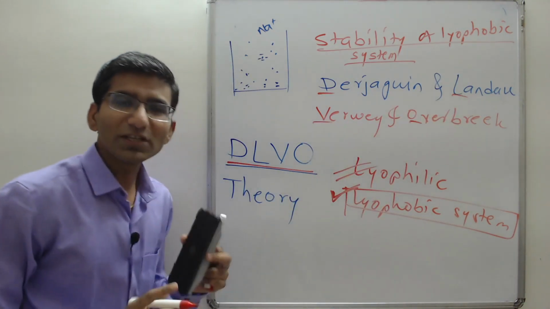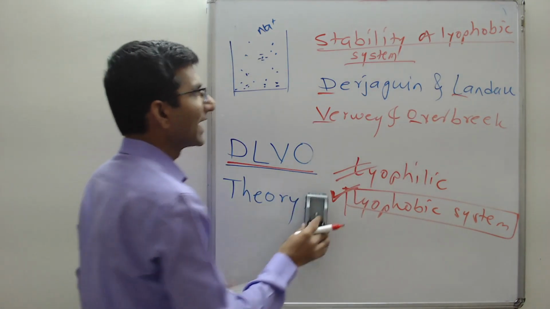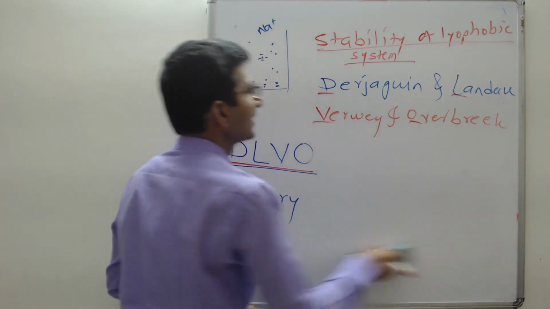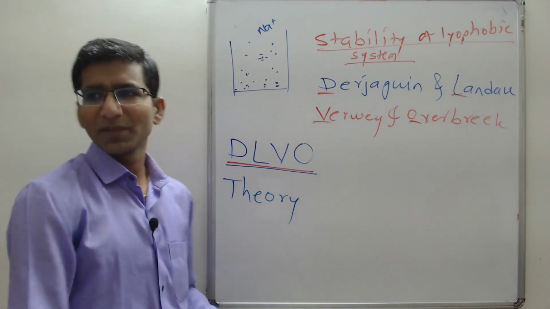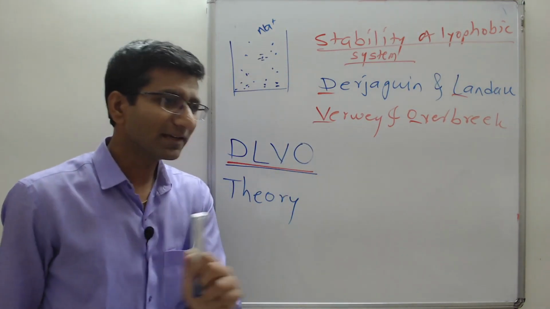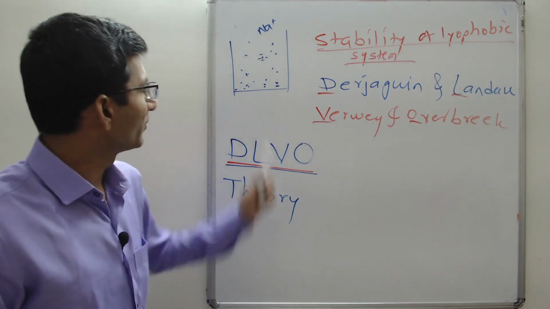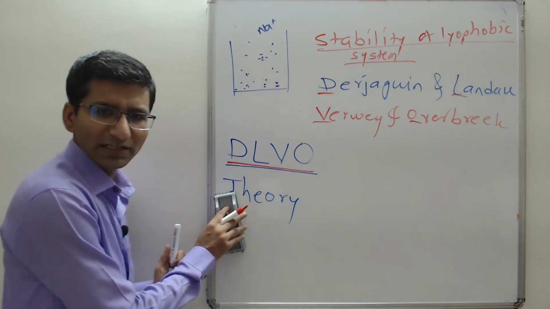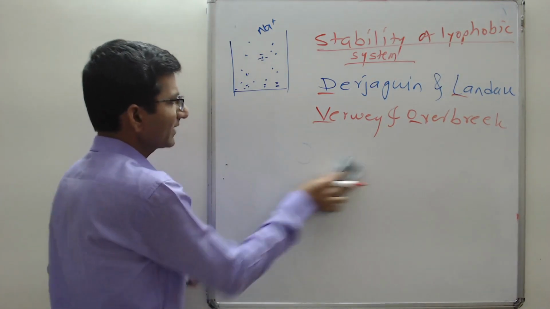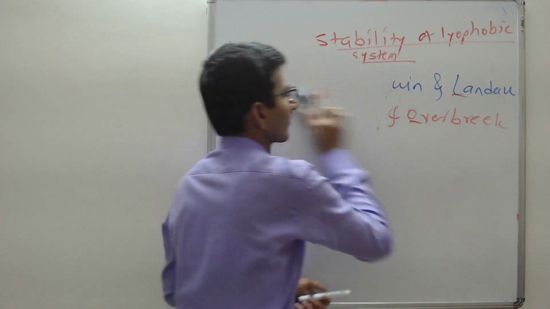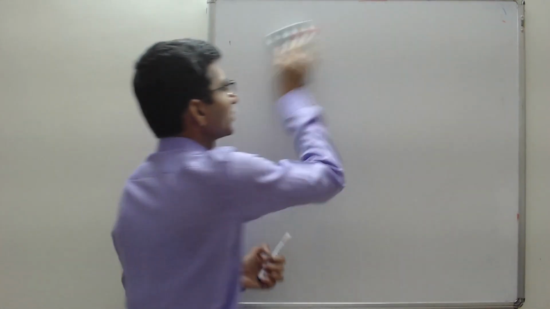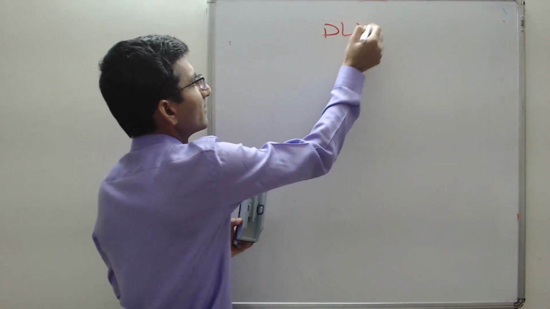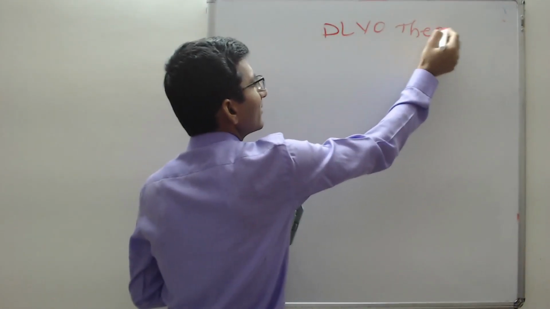DLVO theory. So what is DLVO theory? DLVO theory explains factors affecting stability of lyophobic system, and we are interested in stability. Which stability? Kinetic stability. We want them dispersed. We do not want aggregation. Now, what is this DLVO theory? This DLVO theory says that. Okay, now we are starting with DLVO theory. You should give the title.